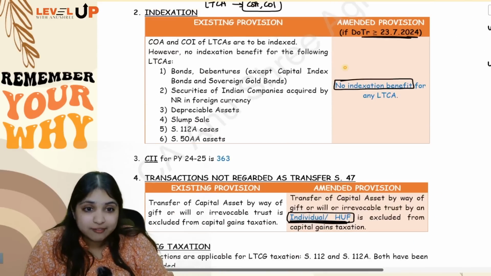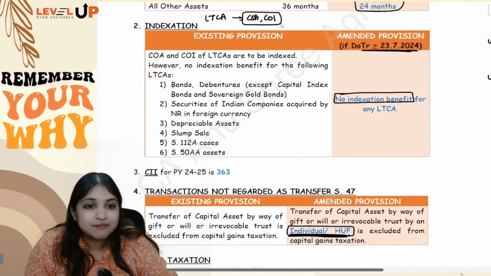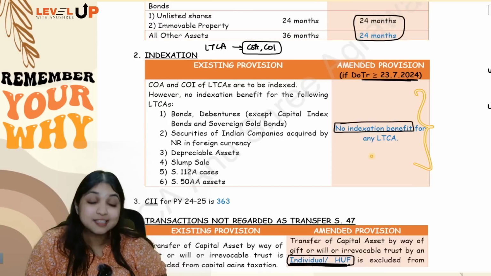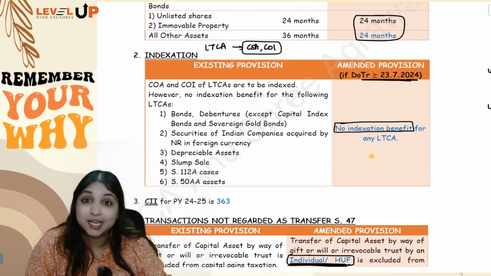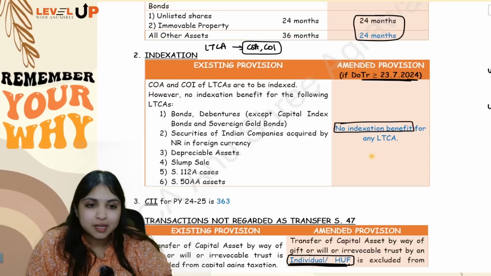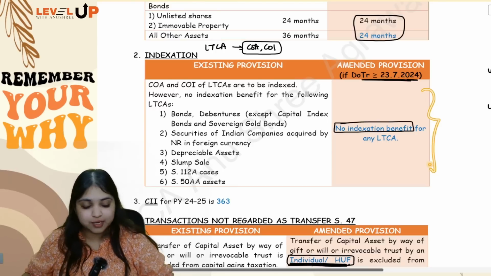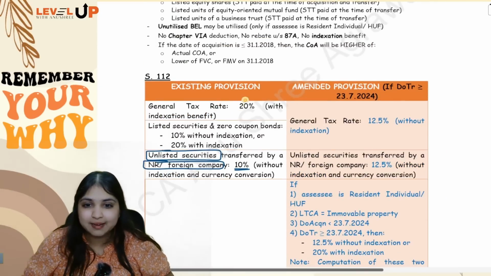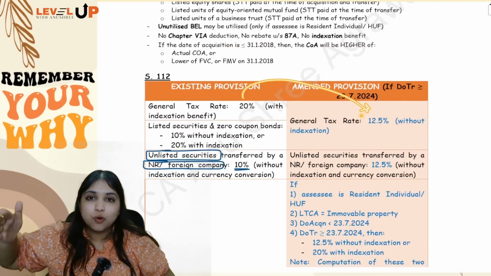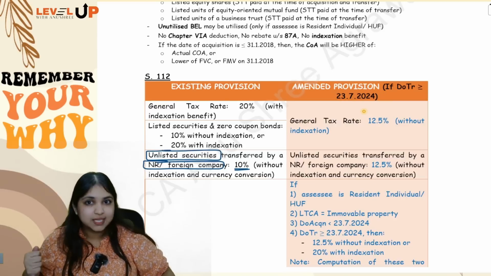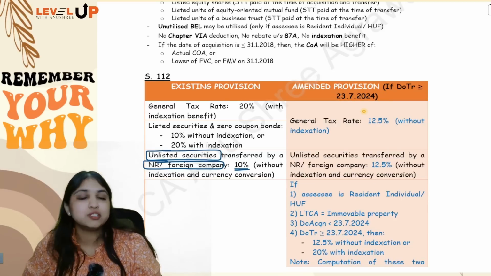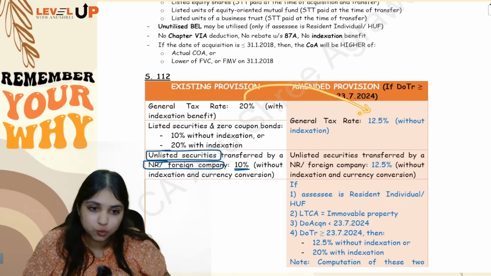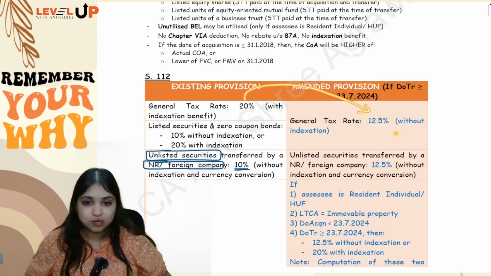See, what the government did is, on one side, government took away the indexation benefit, guys. Indexation is a benefit or a burden? It's a big benefit, right? Government took away this benefit. But on the other side, government rewarded us by reducing the tax rate. So they've taken away the indexation benefit, but they've reduced the tax rate. So tax rate has been reduced from 20% to 12.5% and no indexation benefit.